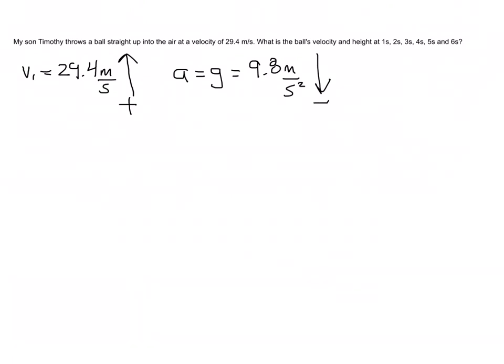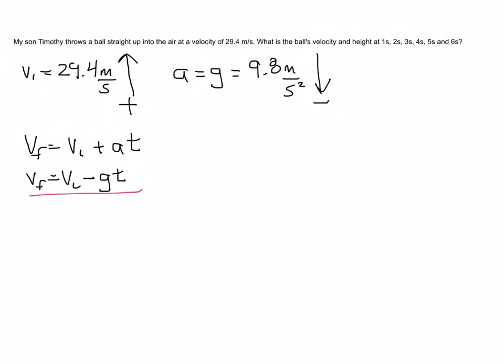and down as negative. The two equations that come to my mind are V final equal to V initial plus acceleration times time. Since our acceleration is gravity and gravity is negative, we're going to put that into the equation. So we get V final equals V initial minus gt. That's one equation. We're going to use it to get the velocities at the different time periods.